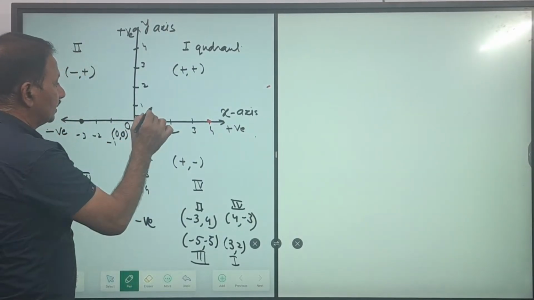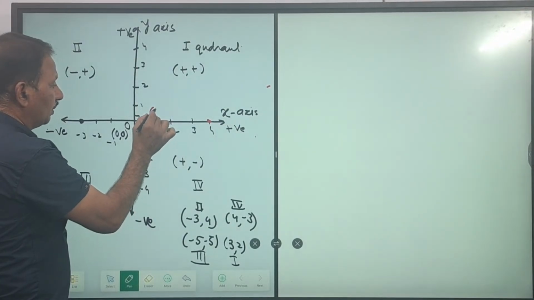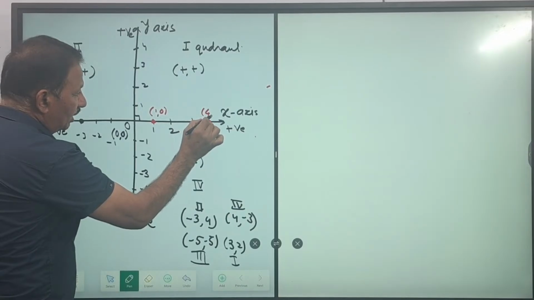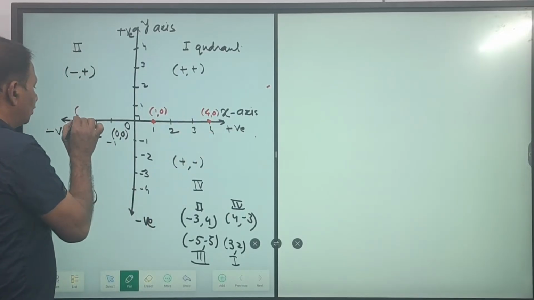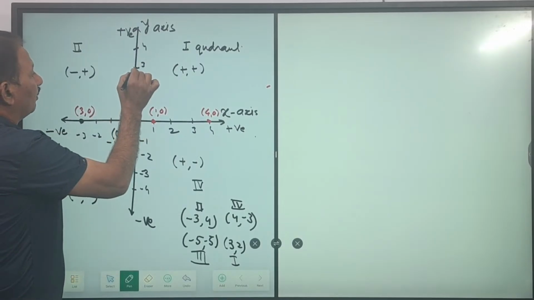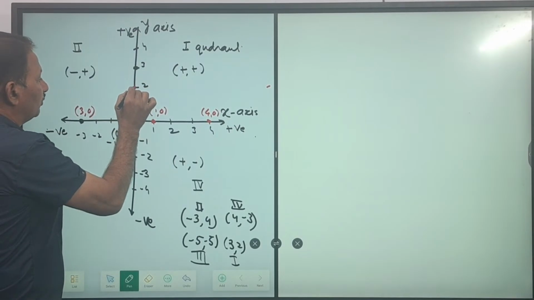It means that the coordinates of this point will be 1, 0. The coordinates of this point will be 4, 0. This will be 3, 0. Suppose I want to write down the coordinates of these points.